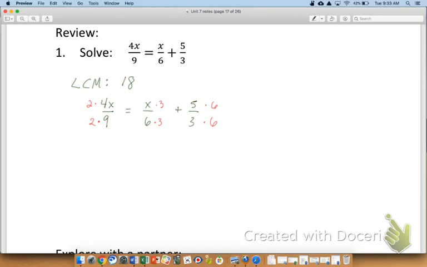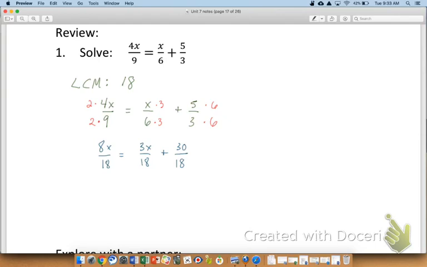Okay, so I'm going to now do the multiplication. So this would be 8x over 18 equals 3x over 18 plus 30 over 18. Still making sense? I got all my denominators to be the same. What's so cool about this is now in one shot, I'm going to be able to get rid of all the denominators. And let's remind ourselves of this.